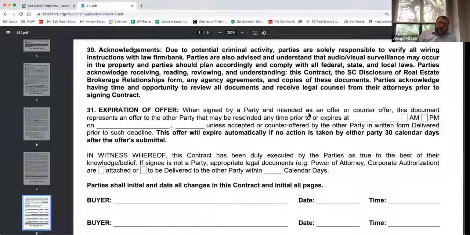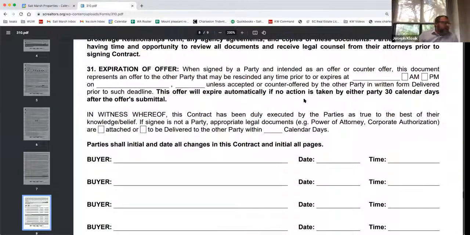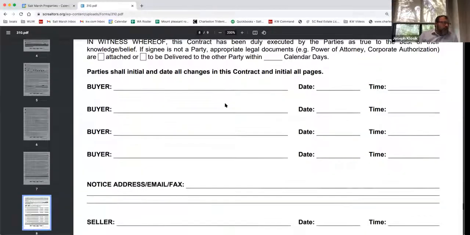If you are going to surveil your property as a seller, you need to make sure you follow the guidelines. It also says that you want to make sure that you are reviewing, reading, and going through any of the contract. And if you have any legal questions, you'll ask an attorney. And then expiration of the offer. This is, hey, I'm submitting the offer. The offer will expire automatically if no action is taken by either party in 30 calendar days. So if you don't have one on there, that's where that would come in. And then you have all the signed information on it.